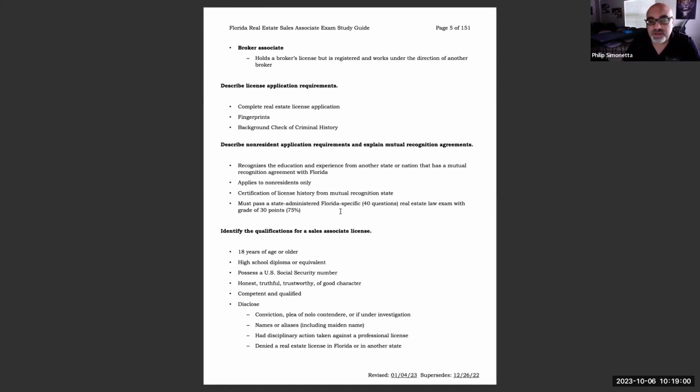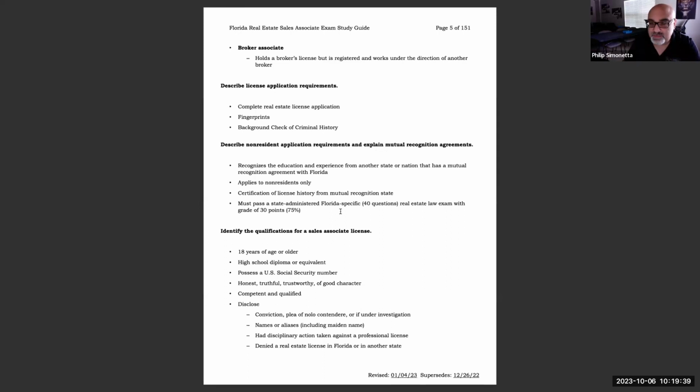Now let's describe non-resident application requirements and explain mutual recognition agreements. Okay. So this recognizes the education and experience from another state or nation that has a mutual recognition agreement with Florida. This applies to non-residents only. There's a few states. I think it's 17. I've got to look at it. If they have mutual recognition, they'll get a license history of all their history in the state, and then they send it in with their application.